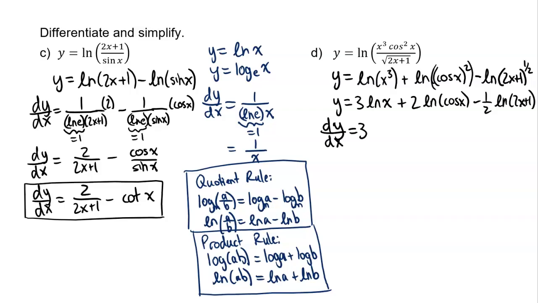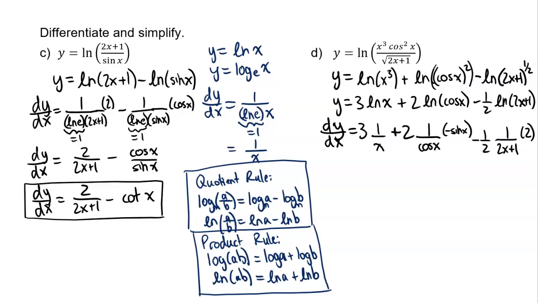So now I have 3 times, well, the derivative of ln x, I showed you earlier, that's equal to 1 over x. Now I'm going to go ahead and say plus 2 times the derivative of ln of cos x. This is going to give me 1 over ln of e, so that's just 1, times cos of x, and then the derivative of cos of x, which is negative sine of x. And now that last piece, minus 1/2 times 1 over ln of e, which is 1, times 2x plus 1, and the derivative of 2x plus 1 is 2.